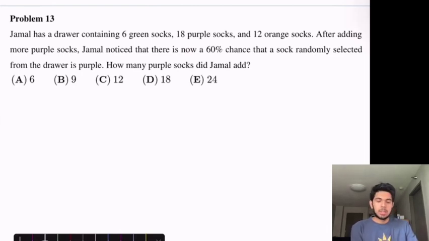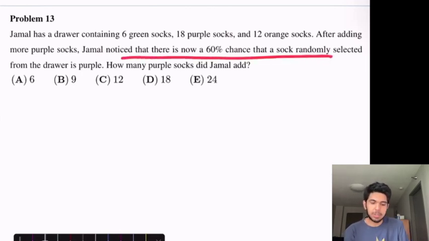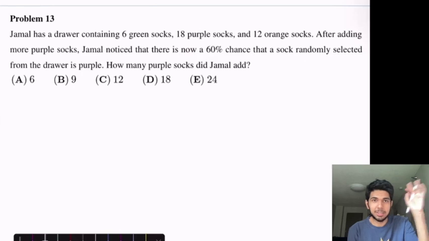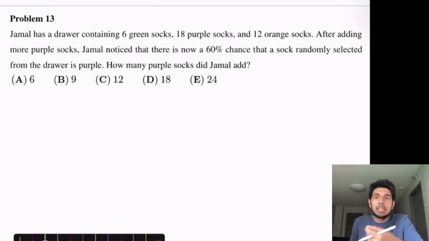Okay. So I think maybe the most confusing part of this question is the line about there's now a 60% chance that a sock randomly selected from the drawer is purple. What does that mean? Let's say he had 100 socks and 50 of them were purple. Would we say that there's a 60% chance that a randomly selected sock from the drawer is purple? No, because there's only 50 socks. And each sock is essentially equally likely to be drawn out from this drawer. He's not more likely to draw an orange sock than a green sock.